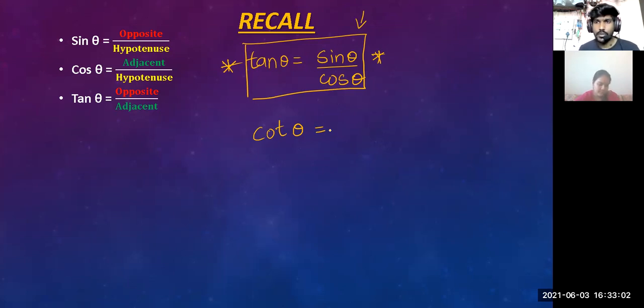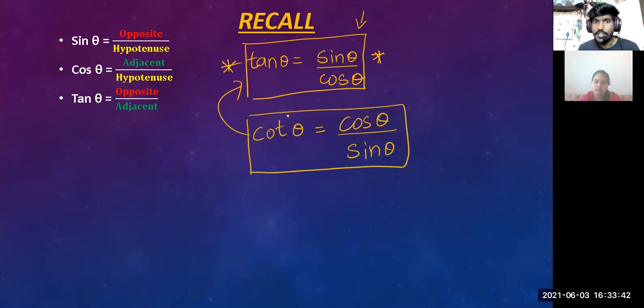So tan and cot are reciprocals of each other, correct? Yes. So in terms of sine and cos, how will this formula change? We know that tan and cot are reciprocals of each other. Now, tan theta is sine theta upon cos theta. So cot theta is also equal to sine upon cos? No, reciprocal. Cos theta upon sine theta. Yes, cos theta upon sine theta. So these formulas are called tan theta and cot theta in terms of sine and cos.